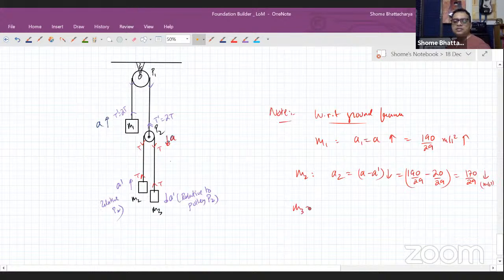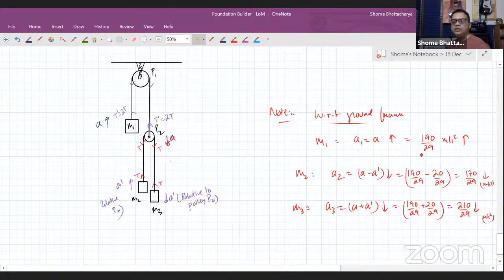Whereas M3, it is going down at A prime with respect to this pulley, which is already going down at A. So it will have an acceleration of A plus A prime downwards. So 190 by 29 plus 20 by 29, or 210 by 29 downwards in meters per second square. So these three are the accelerations of the blocks with respect to the ground frame. This one is going this much upwards, this one is coming this much downwards, and this one is coming this much downwards.